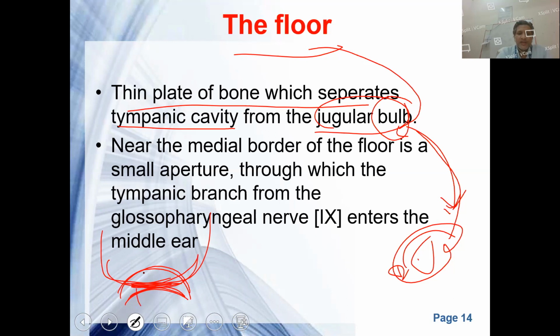But with this impression, the plate can go high as well, and sometimes it is even visible behind the tympanic membrane as a red appearance, which I think is called the red rising sun sign. Rising sun sign. So near the medial border, the floor has an aperture.